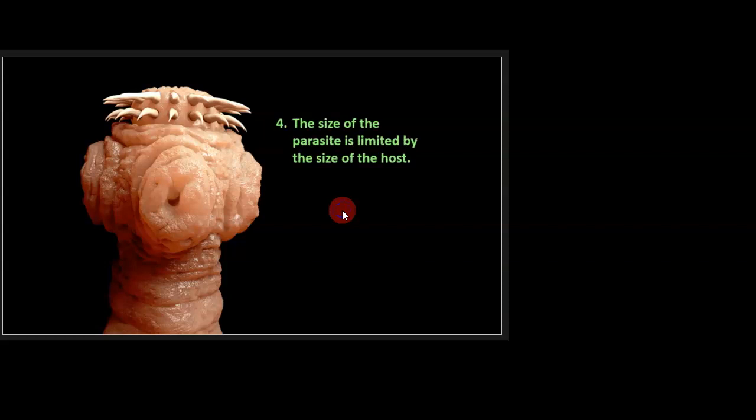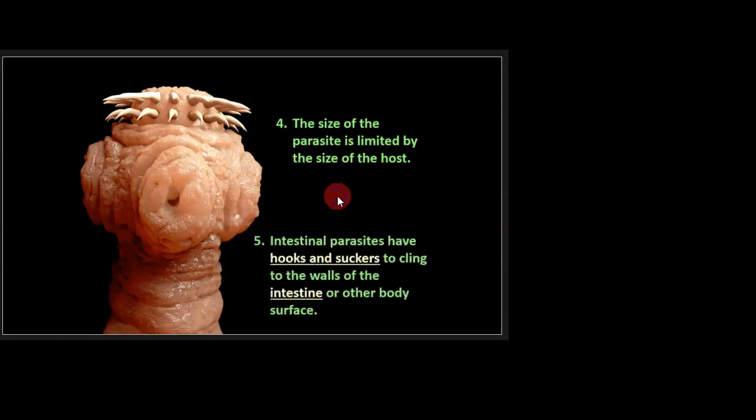So we're going to look at one particular type of parasite at the moment. This is a head of a tapeworm. And for parasites in general, the size of the parasite is limited by the size of the host. Intestinal parasites, like this one that you see here, have hooks here at the top of the head and suckers that cling to the walls of the intestine or other body surfaces. Okay? And again, this one here is a tapeworm.